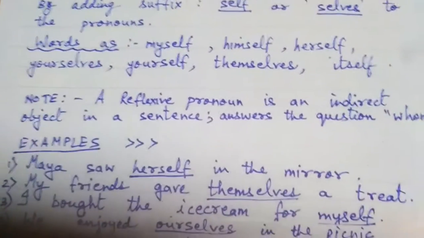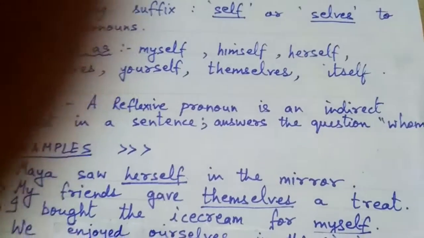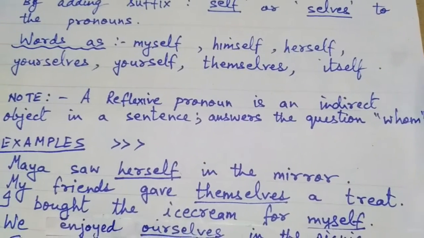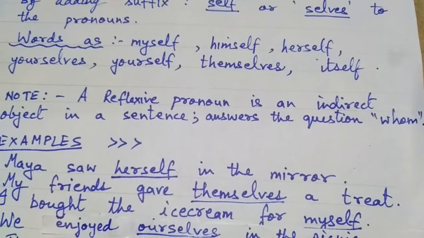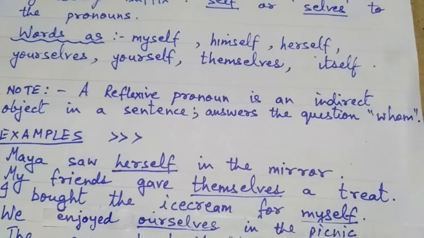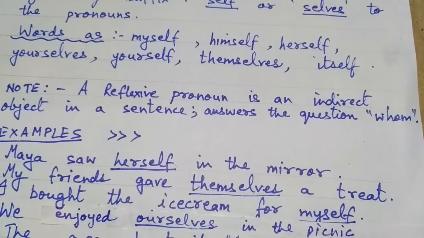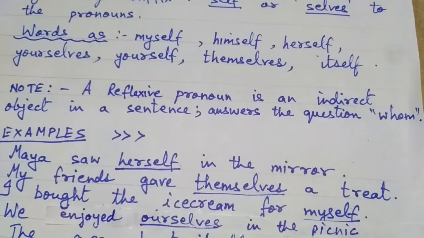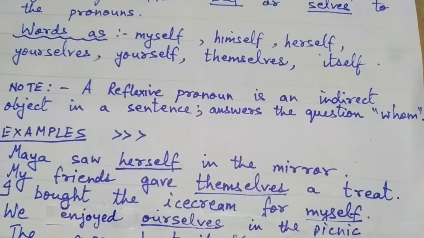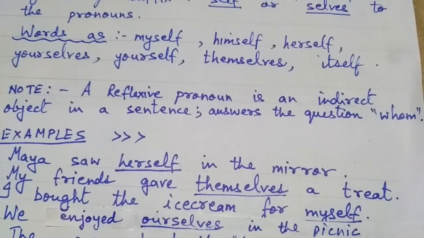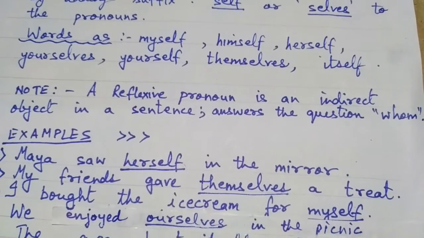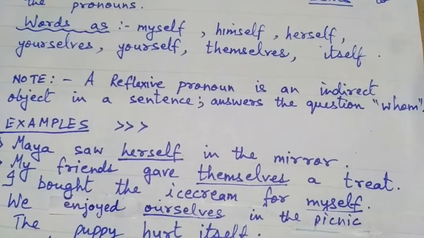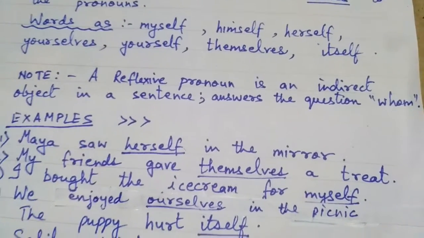Now, a reflexive pronoun, you must note, is an indirect object in a sentence, and it answers the question whom. You already know what a direct object and an indirect object are. A direct object is the word which answers the question what related to the verb in the sentence, while an indirect object is the word which answers the question whom in the sentence. The question whom should be related to the verb.